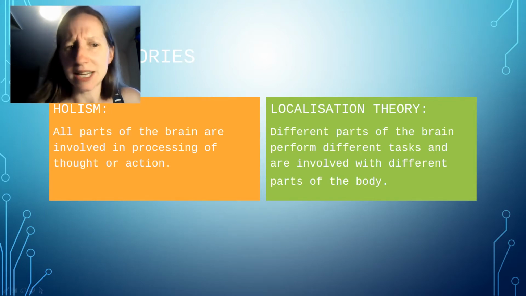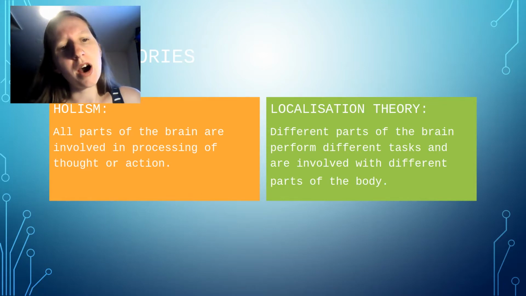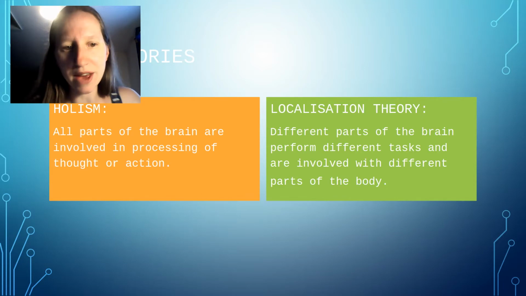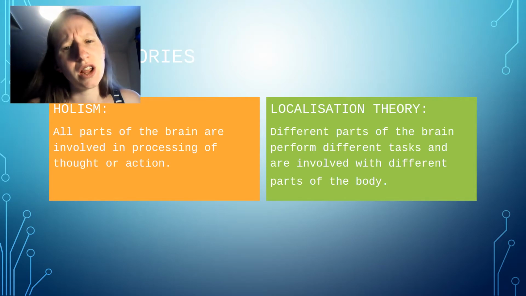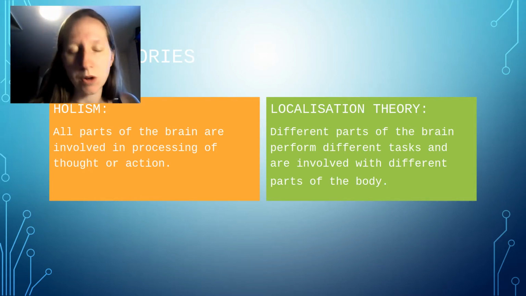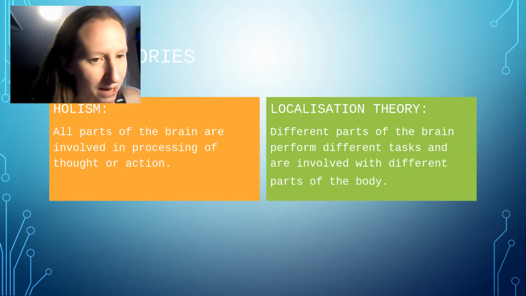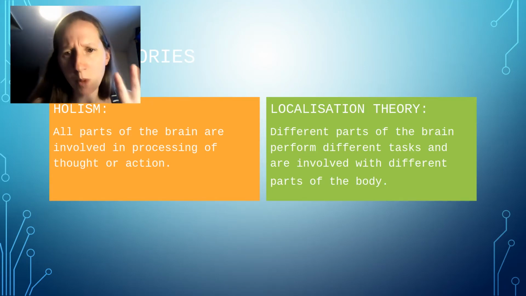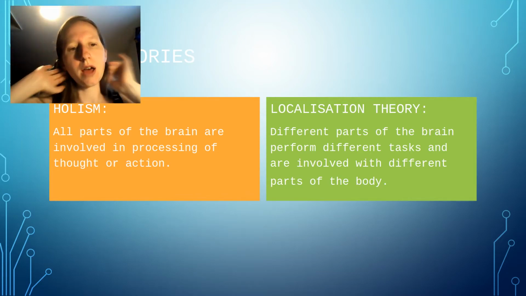The main opposing idea to this is a holistic theory, where we could think about whether all parts of the brain are involved in processing thoughts or actions. Rather than zeroing in on one tiny bit of the brain and saying that bit's responsible, shouldn't we be looking at the whole brain together? Or could different areas of the brain be working together at the same time to produce some kind of action or thought? That's the big opposite idea to localization theory. Rather than one specific bit, should we look at the brain as a whole?